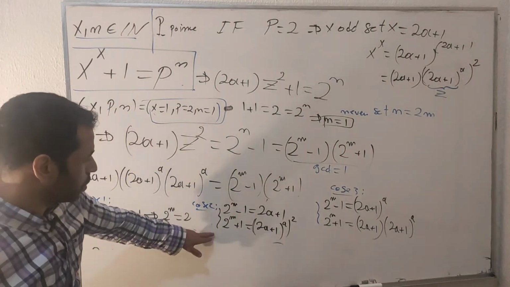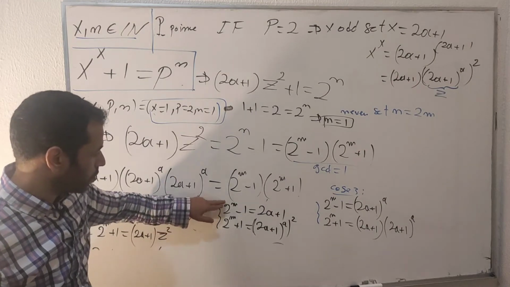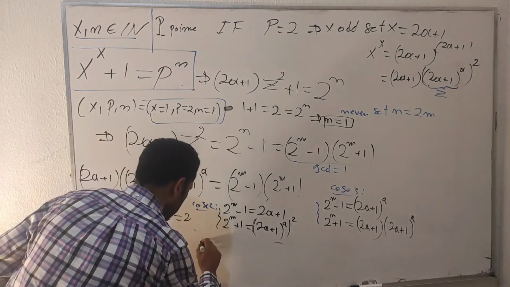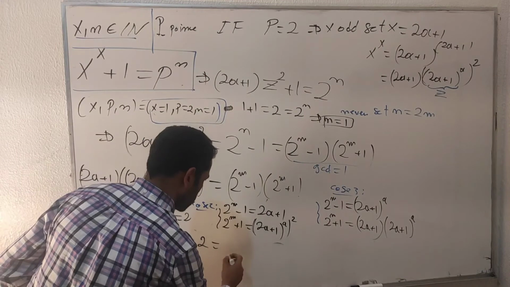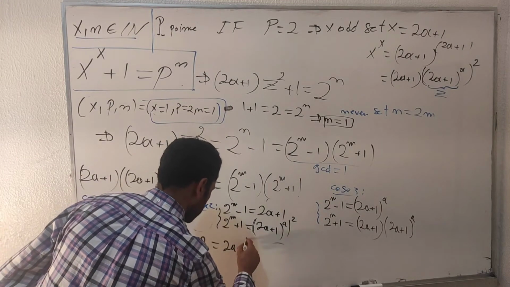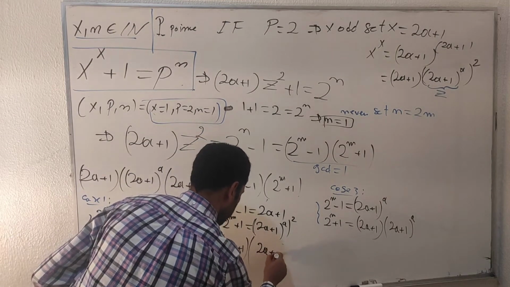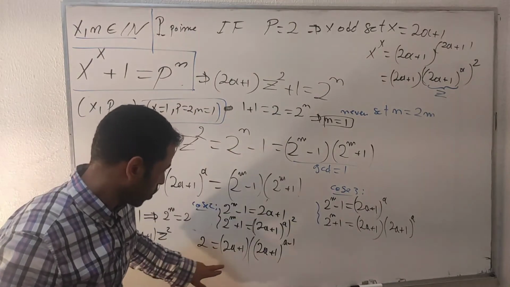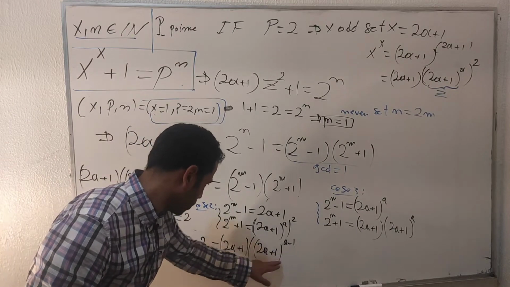Second case, I will have the same thing here. I put this equation minus this equation to get 2 to the m cancelled out. So we'll have 2, 1 minus 1, which is 2. This one minus this one, I'm going to take 2a plus 1 as a common factor. This one will be multiplied by 2a plus 1, and the other is multiplied by 2a plus 1 to the a minus 1.